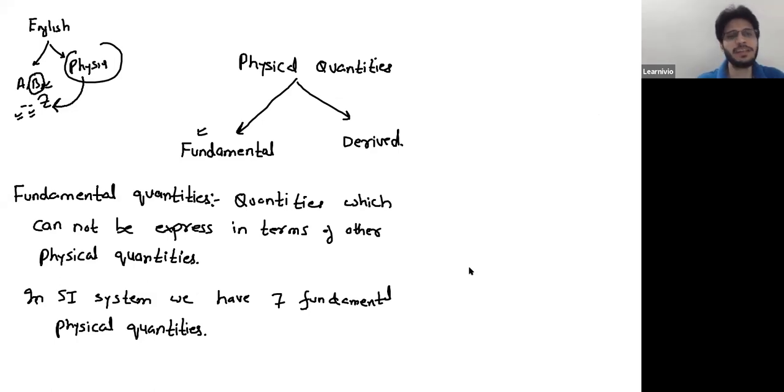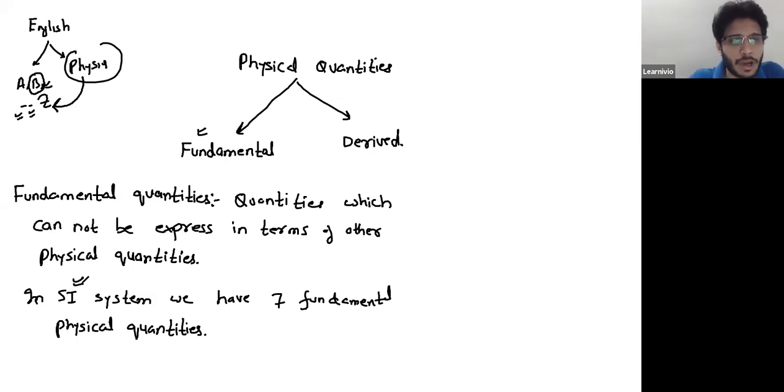Basically, there are many systems for measuring units. The two major ones are SI, International System of Units, and CGS, which is centimeter gram seconds. When you use CGS, you measure mass in gram, length in centimeter and time in seconds. But while using SI, you consider mass in kilogram, length in meter and time in seconds. So these are two major systems for measuring units. We concentrate only on the SI system.